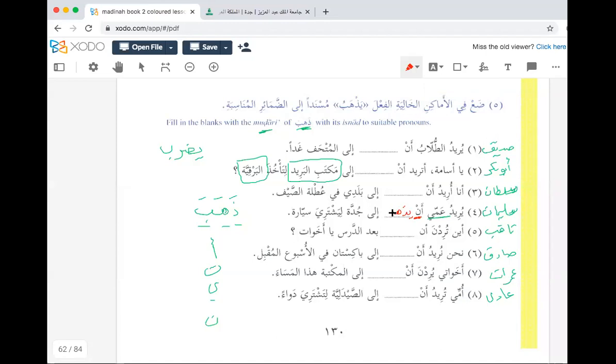يذهب. Yadhaba because of its mansub, because of an. Juddata. Juddatu is mamnu' min as-sarf. Because of harf al-jar, it will become juddata. Liyashtariya, that is fi'l, and this is maf'ulun bihi, sayyaratan.